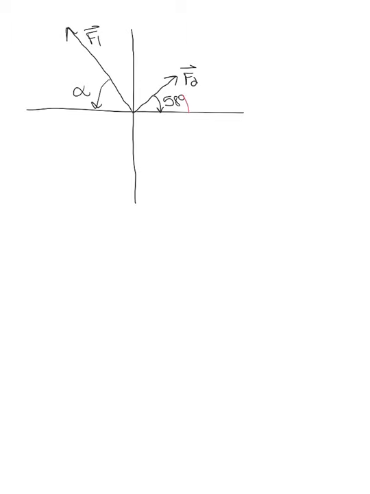So why don't I go ahead and call this angle here A? Because if I can find A, which I should be able to find, then what I can do to find alpha is just take 180 degrees and subtract A from it. So hopefully that makes sense.